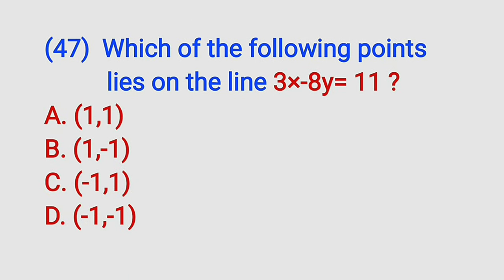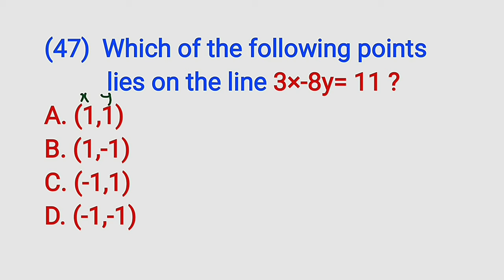Question number 47 reads, which of the following points lies on the line 3x minus 8y equal to 11? And we're given some points here. Remember that all these are coordinates, right? The first one is for x and the second one is for y. So if you want to find exactly the point that will satisfy this, you can take a point and substitute it into the left hand side, simplify and see whether you're going to get 11. If you get 11, then that is the right point.